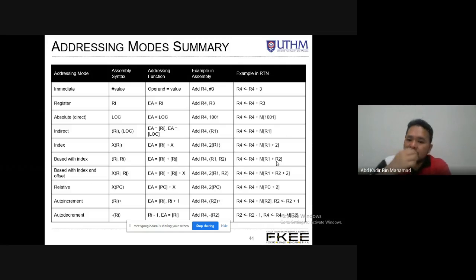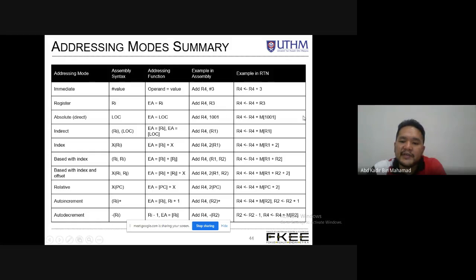Addressing mode. This is the general one. Immediate addressing mode, for immediate. Example for the register transfer notation, R4. This is an example in assembly: Add R4 with a value 3. This is immediate value 3 to R4. That means you do the operation with the constant number 3 plus register 4 and store at R4. This is called the immediate mode.